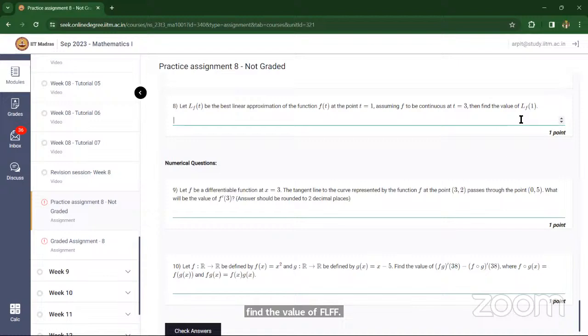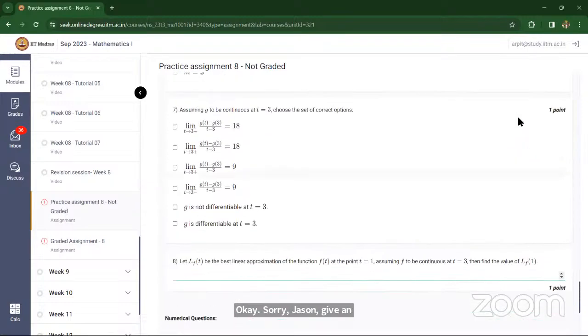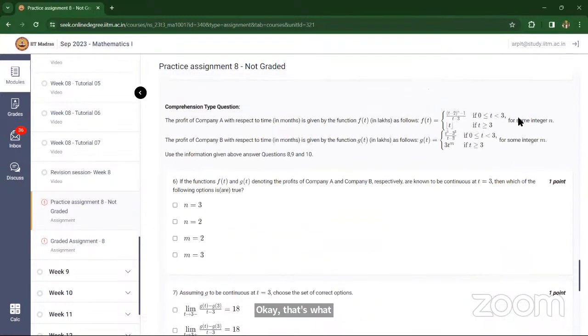Continuous at c. Sir, the equation given above. Okay, that's what I am thinking. Where?